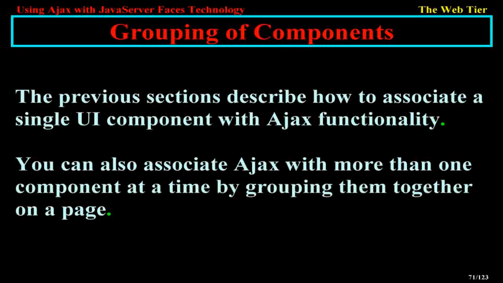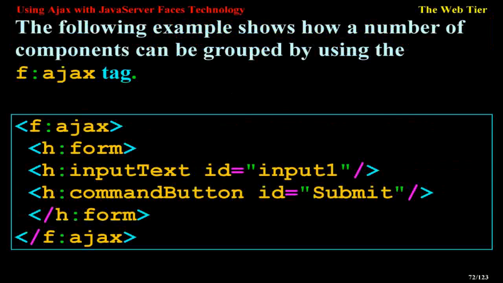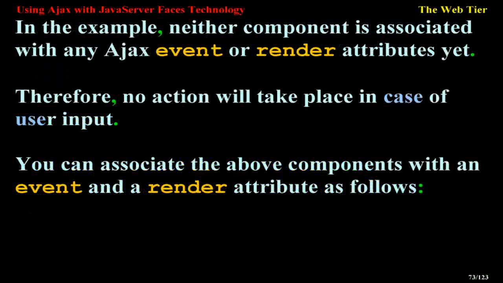Grouping of components. The previous sections describe how to associate a single UI component with Ajax functionality. You can also associate Ajax with more than one component at a time by grouping them together on a page. The following example shows how a number of components can be grouped by using the Ajax tag. f:ajax, h:form, h:inputText id="input1", h:commandButton id="submit", /h:form, /f:ajax. In the example, neither component is associated with any Ajax event or render attributes yet.